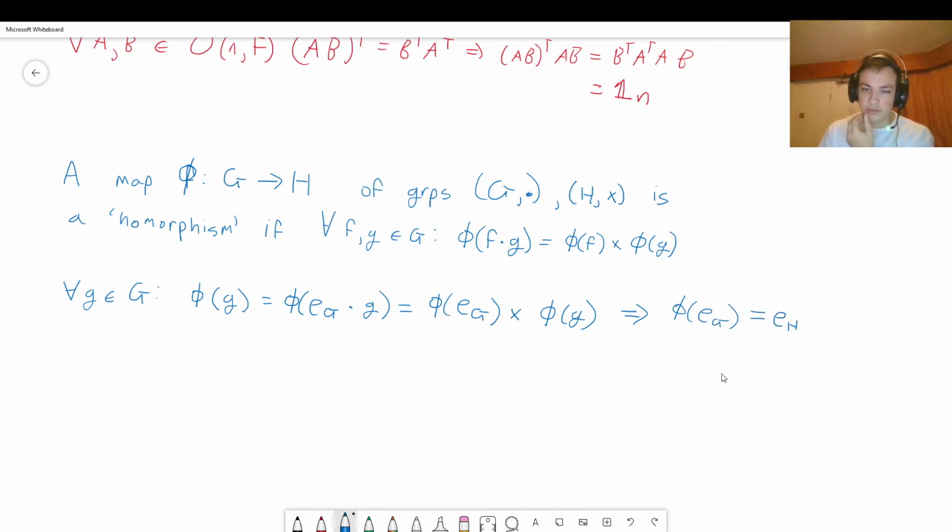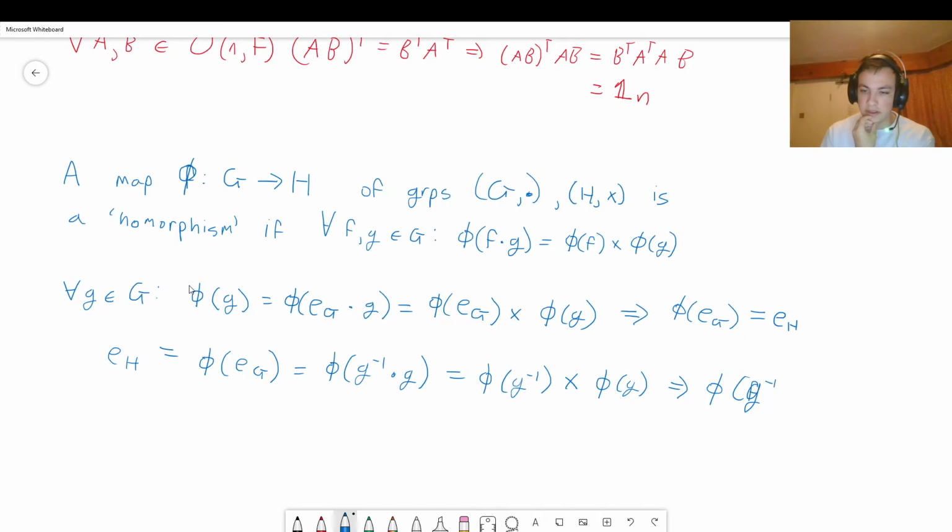We can strip these off by multiplying by the inverse of phi of g. But we also have that e_H is equal to phi of e_G, but we can rewrite e_G as g inverse dot g. So e_H is then phi of g inverse times phi of g, and therefore the mapping of the inverse of g is the inverse of the mapping of g. Okay, so those are some useful properties of homomorphisms.